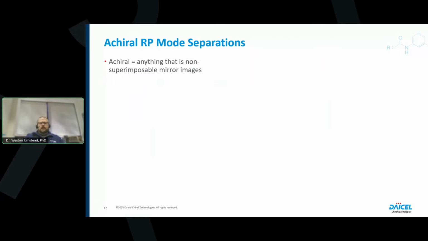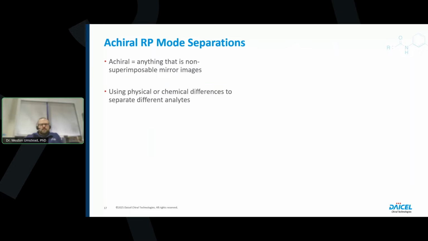So we talked about chirality. Let's talk about achiral chromatography first. So reverse phase mode separations, the things that most of us are probably very familiar with. Now, when I say achiral, I'm talking about anything that's not a non-superimposable mirror image. So it could be diastereomers, it could be regioisomers, it could be structural isomers, anything that's not enantiomer or chiral, we can talk about an achiral separation for.